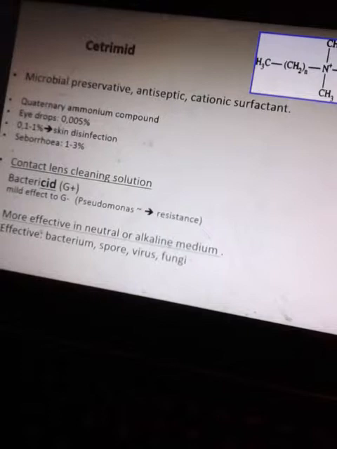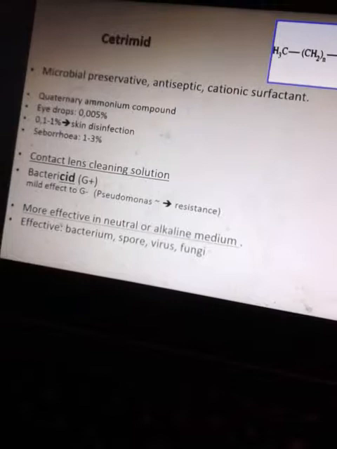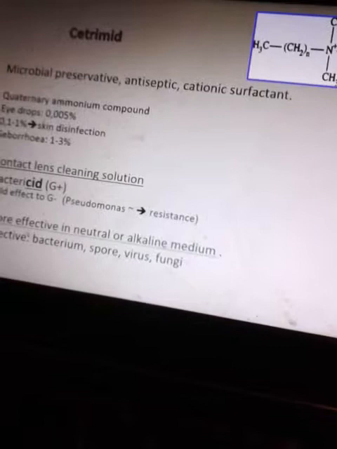Cetrimide is effective against bacteria, spore, virus and fungi. Mild effect against Pseudomonas also. It is a bactericide, mostly killing gram positives. It is used for contact lens cleaning solution, cetrimide.